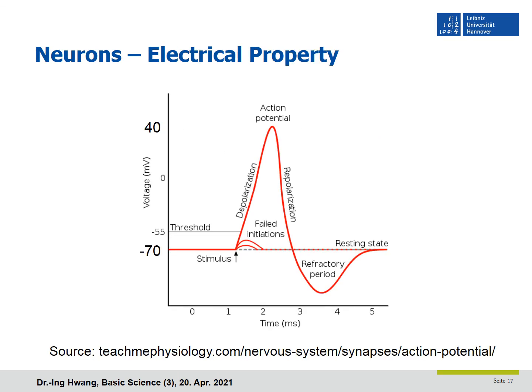The information is transferred by electrical signal. In the resting status, the neurons stay at minus 70 millivolts. When it is stimulated, it reaches up to plus 40 millivolts. The voltage is changed from minus to plus. It is depolarization. And then there is repolarization to return to the resting status of minus 70 millivolts.